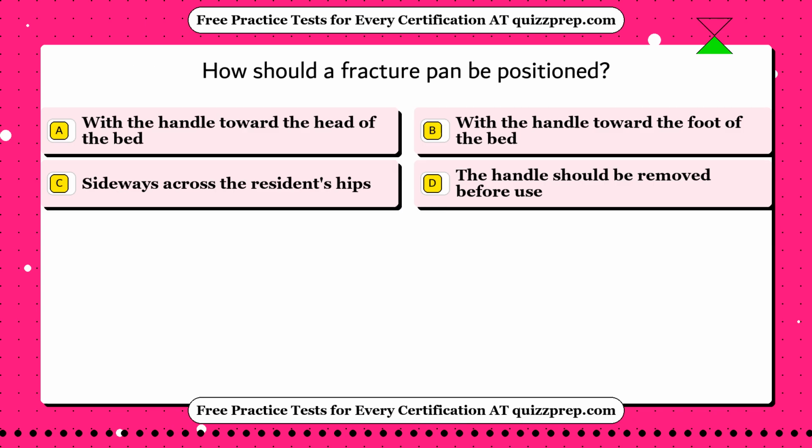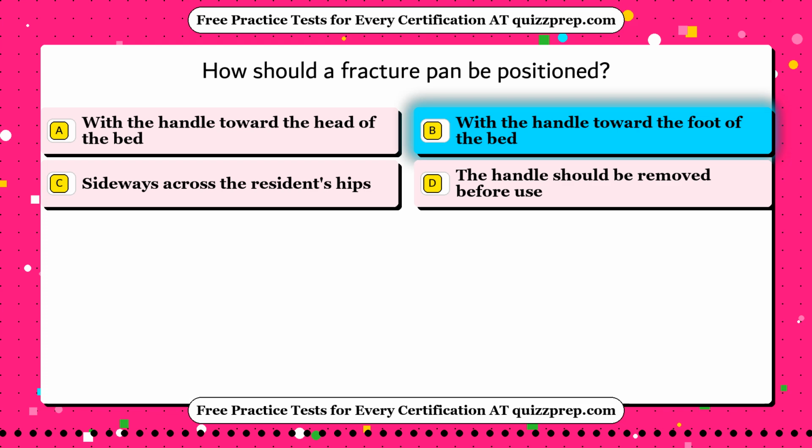Question 87. How should a fracture pan be positioned? Option A. With the handle toward the head of the bed. Option B. With the handle toward the foot of the bed. Option C. Sideways across the resident's hips. Option D. The handle should be removed before use.